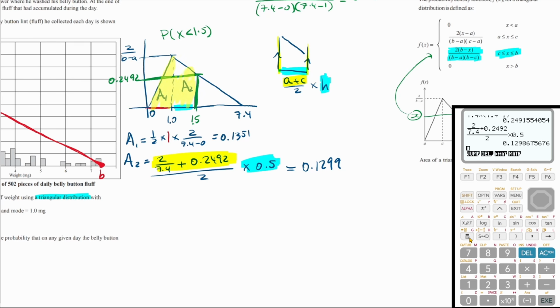And how do we now find the area of the whole shape? We can now add A1 and A2 together. So A1 plus A2 is equal to, and we can do that in the calculator real quick, the answer that we had just now, plus 0.1351. So we get 0.2650, right? If we have 4 decimal places.